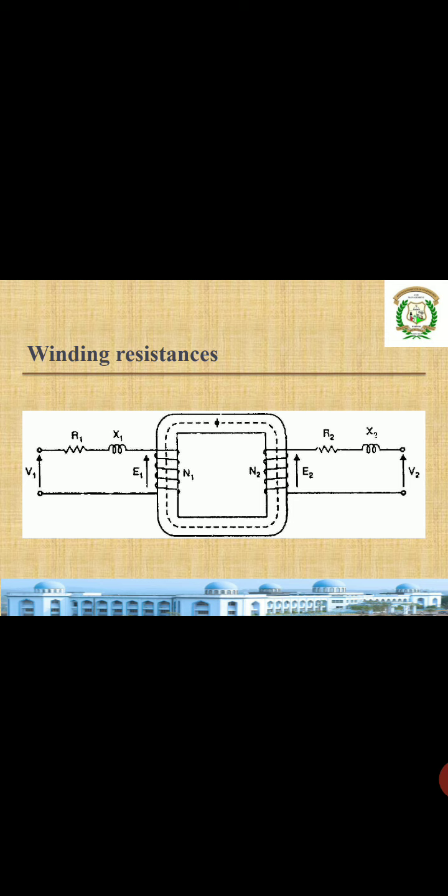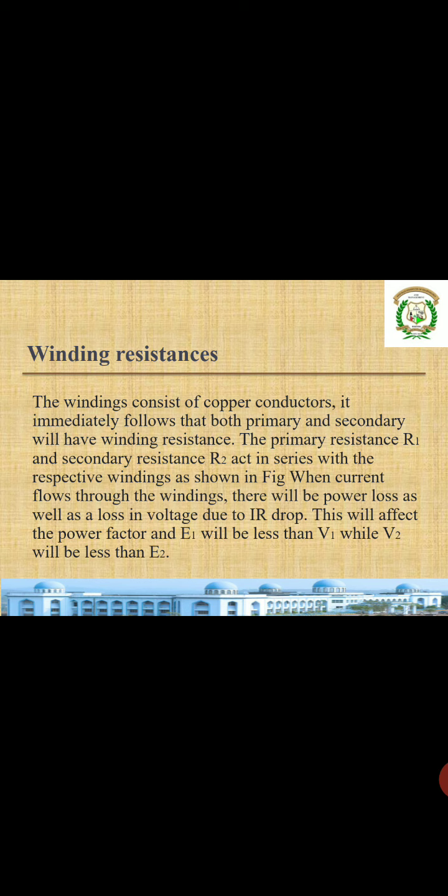See this figure, compare with your previous ideal transformer. You can see this one. Here in the primary coil I have shown R1 and X1. In the secondary coil I have shown R2 and X2. X1 and X2 I will tell you later. First you see this R1. R1 is the primary resistance and R2 is the secondary resistance.